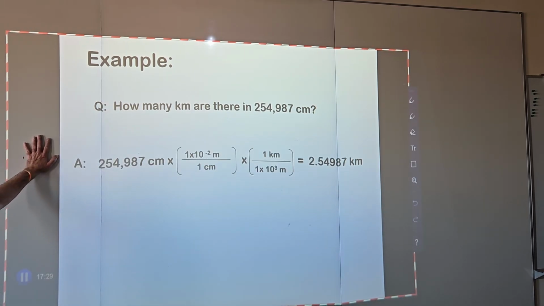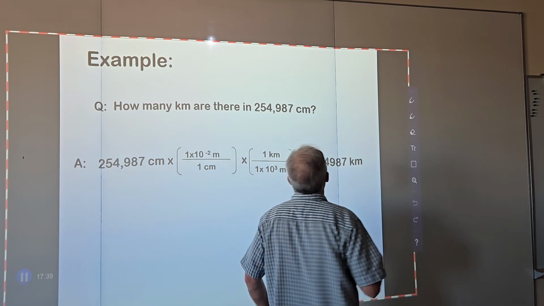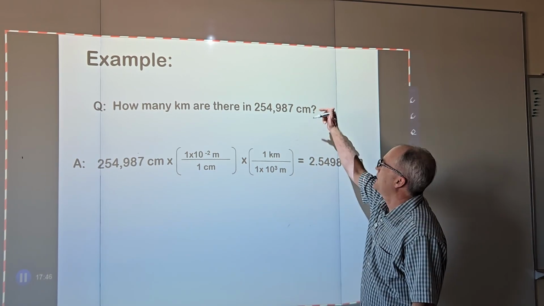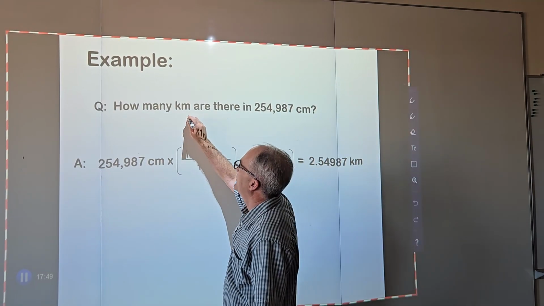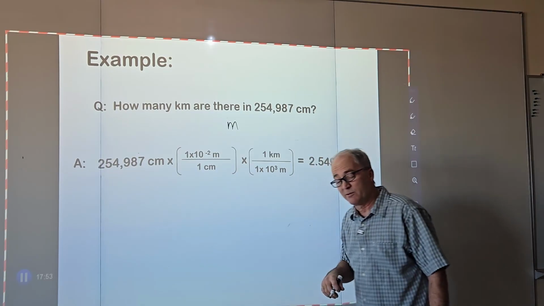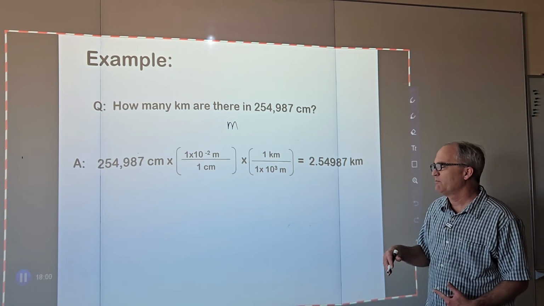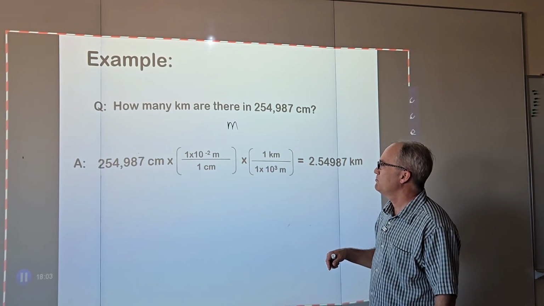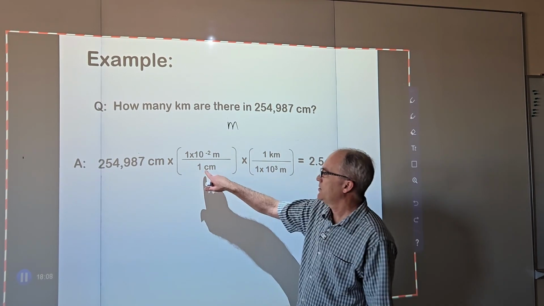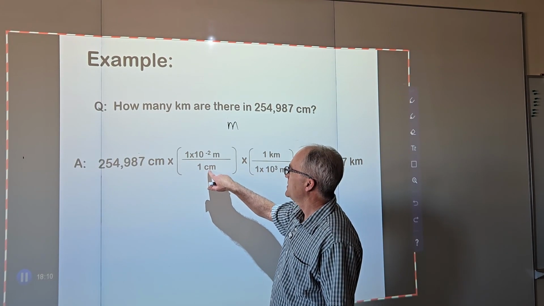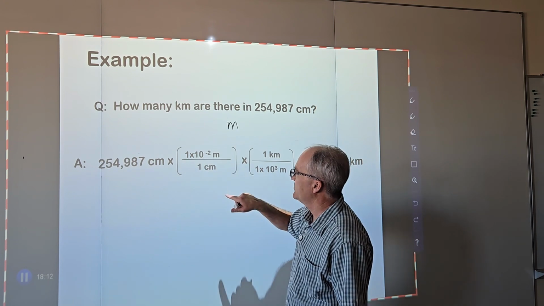How many kilometers are there in 254,987 centimeters? So the one trick here is, here we have centimeters, here we have kilometers. We have to go through the base unit. Maybe we wouldn't have to, but we would anyway without knowing it if we just knew some of these exact things. So notice here's 1 centi. Centi is 1 times 10 to the negative second meter.